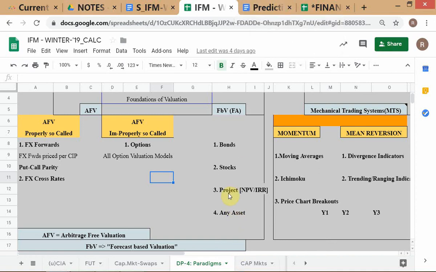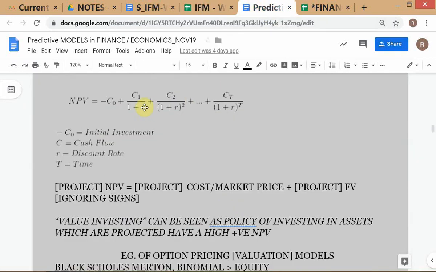So you may be a little bit confused. You say that when we did projects, we did NPV, we did not do fair value. But actually all you're doing is you're just comparing the fair value of the project here with the cost of the project and coming out with a new metric called NPV. Is this clear? Okay.